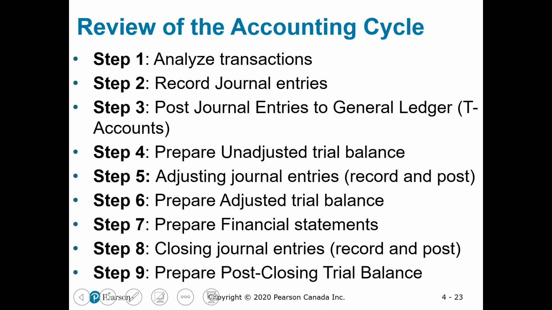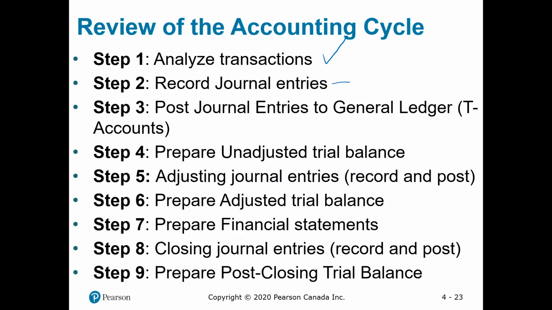Okay, so just a quick review. These are the full set of 9 steps that we went through. So we analyzed our transactions. We decided, is this a business transaction that needs to be recorded in the accounting records? We looked at what type of account, was it an asset, liability, or so on? Is it increasing or decreasing? From there, we learned whether we debited or credited it. And then we did that. We actually recorded the entry in step number 2.